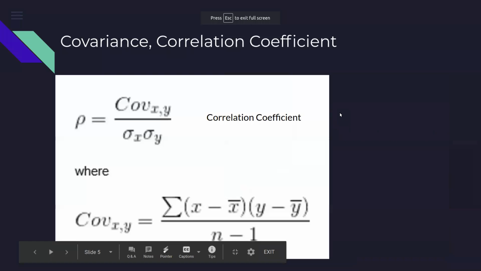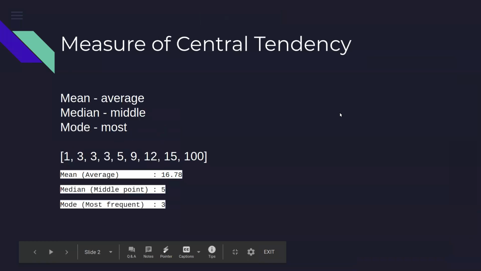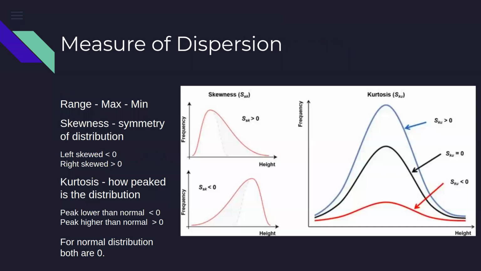So let's go to our presentation to revisit a few things. So we talked about the measures of central tendency: mean, median, mode. Mean and median are the more important things for us. Then we come to the measures of dispersion. The first important measure is the range itself, which is a simple thing: max minus min. Then we talked about the skewness or the symmetry of distribution.